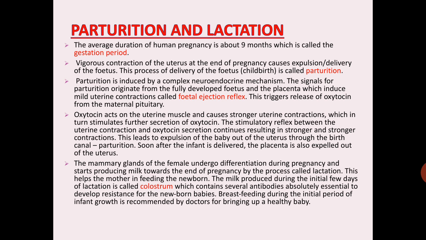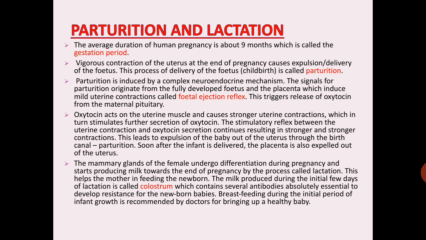The mammary glands of the female undergo differentiation during pregnancy and start producing milk towards the end of pregnancy by the process called lactation. Very important question for 1 mark. So the process of producing milk towards the end of pregnancy is called lactation. This helps the mother in feeding the newborn.